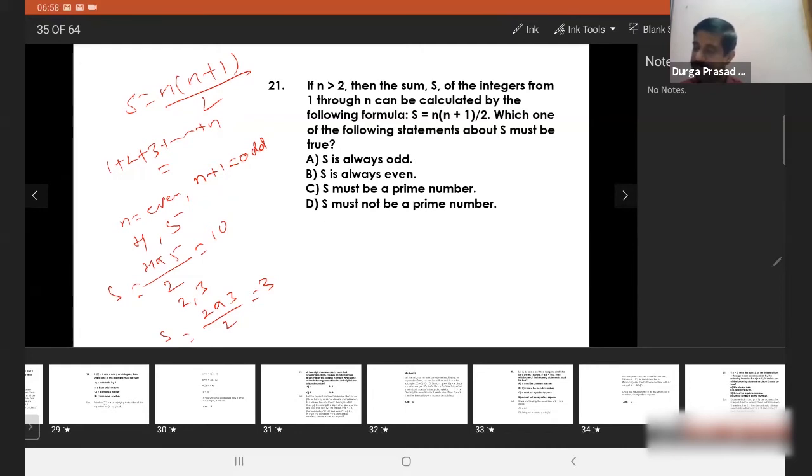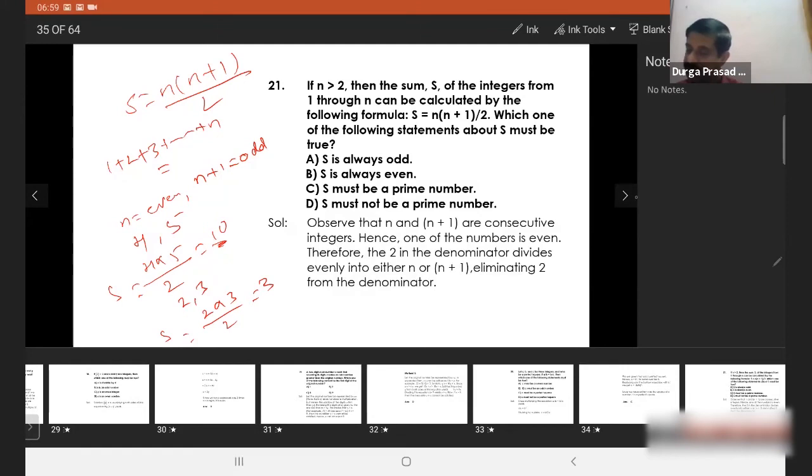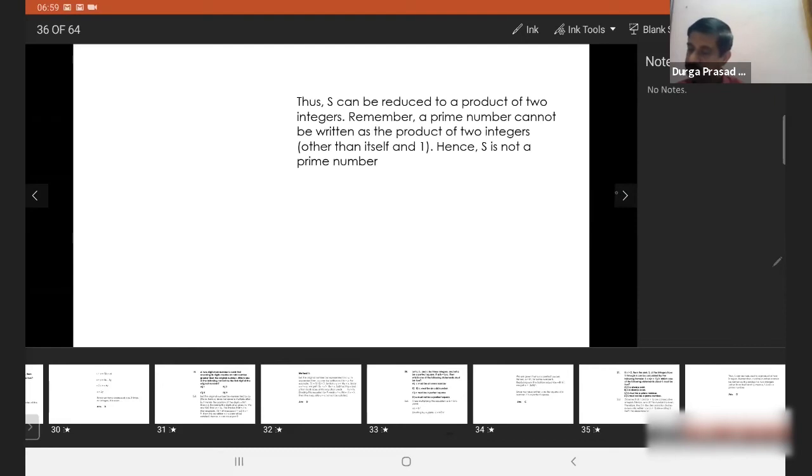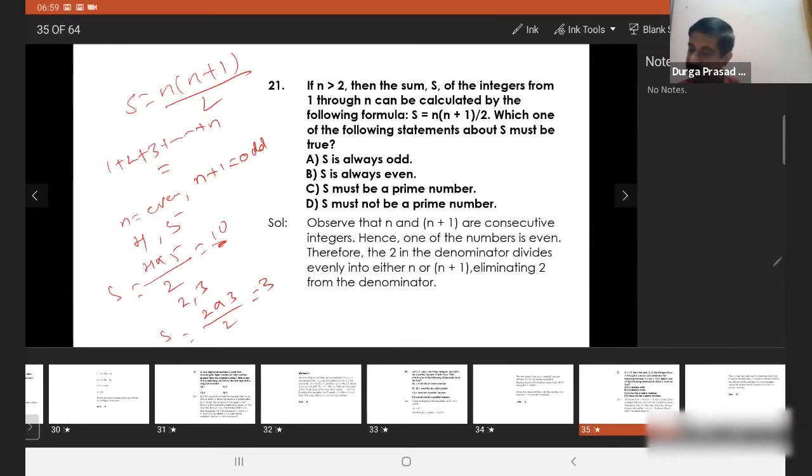S must be a prime number. Is 10 a prime number? No. So S must not be a prime number. This is also not true. S is always odd, S is always even, so none of the four options. If you take S must not be a prime number, here you are getting not a prime, and here you are getting a prime.